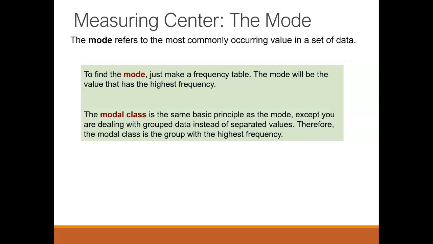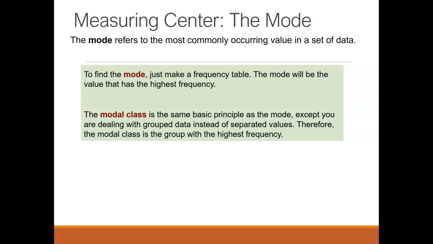Another measurement of center, the third one that we talked about: median, the middle value; the mean, the average value; and the last one is the mode. That's the most frequently occurring value. So to find the mode, we just find the thing that occurs most commonly. The mode does not have to be unique. If you have 2 numbers that are tied for the most, both of them would be the mode.